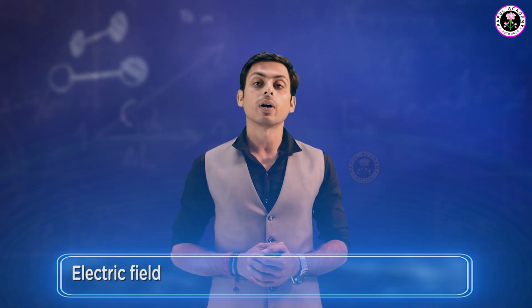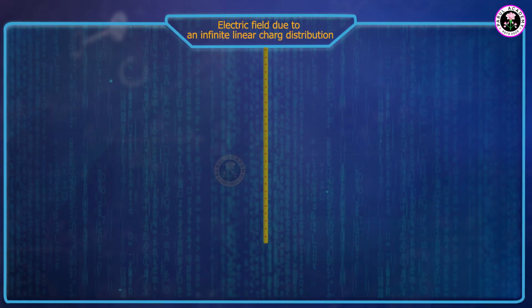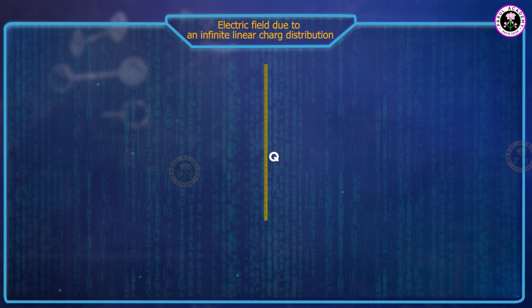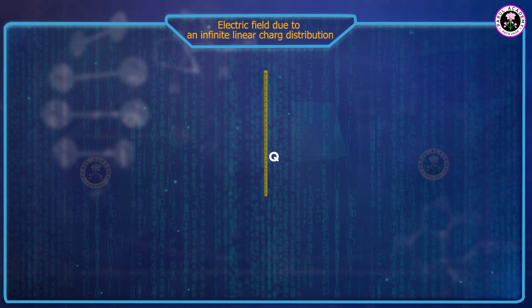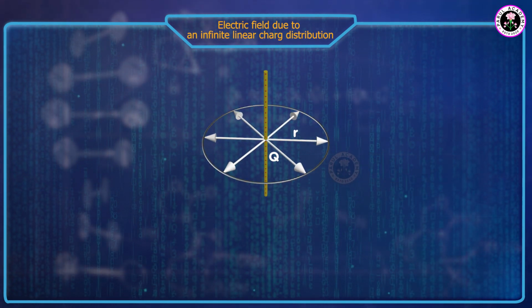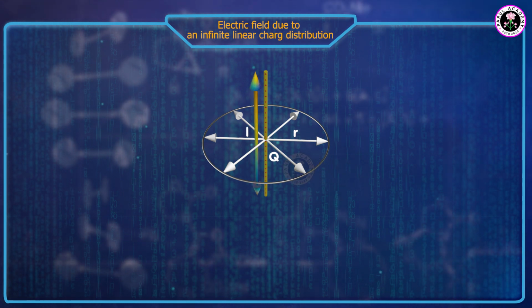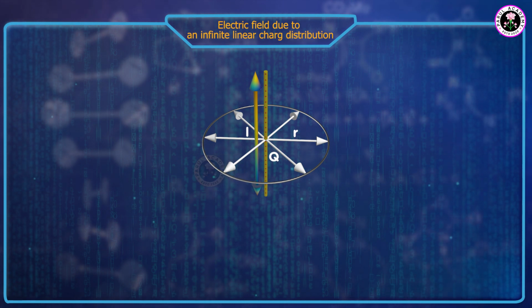Now we will discuss the electric field due to an infinite linear charge distribution. Let the total charge on an infinitely long wire be capital Q, and we will find the electric field due to the charge distribution at a distance r from the wire. We will consider a segment of length L from the wire. So linear charge density lambda equals Q by L.